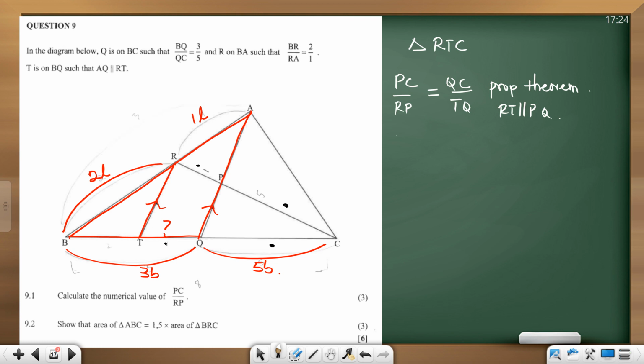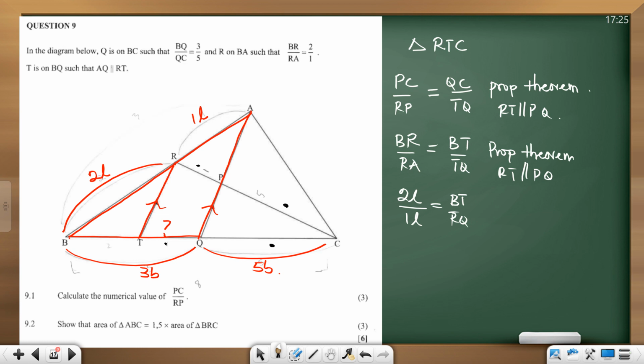What's my ratio here now? BR over what? RA will be equal to what? BT over what? TQ. Again, what do we have? Proportionality theorem. It's again RT parallel to what? PQ. Is that fine with us? Do we know BR? What do we have? 2L. What's our RA? 1L equals to what? BT over what? RQ. What does that give us? It gives us that BT over RQ is equal to what? 2:1.